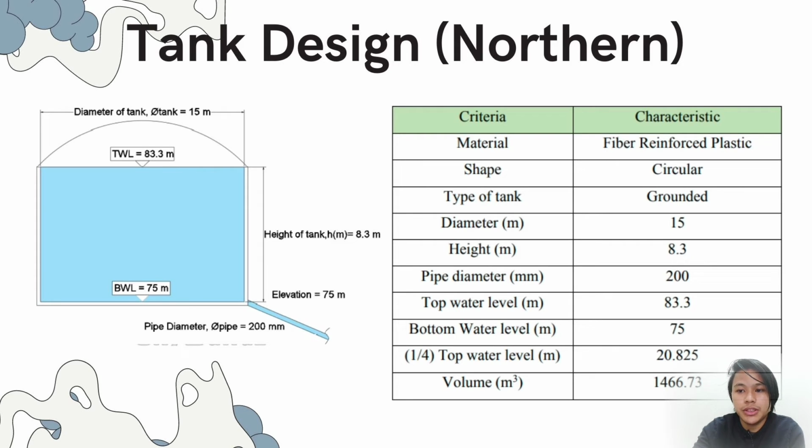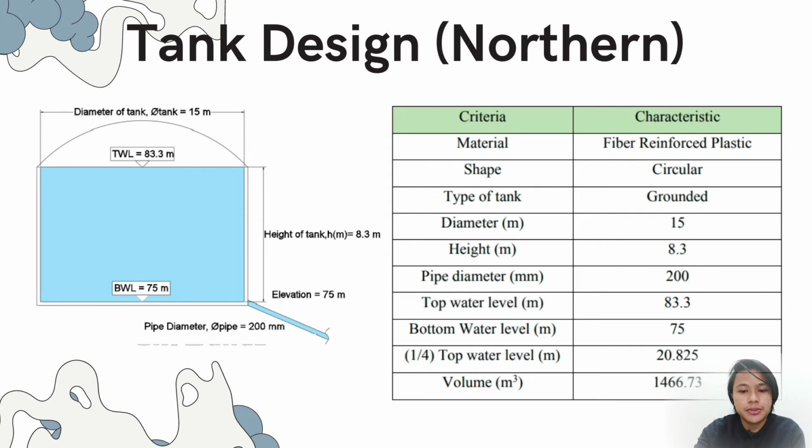Firstly, for the northern region, we recommend using a grounded water storage tank with a circular shape made of fiber reinforced plastic. This is due to the fact that the reduced level is already high and there is no need to make the water tank higher. We propose the diameter of the water tank to be 15 meter with the height of 8.3 meter in order to satisfy the desired volume and pressure head of water demand needed.